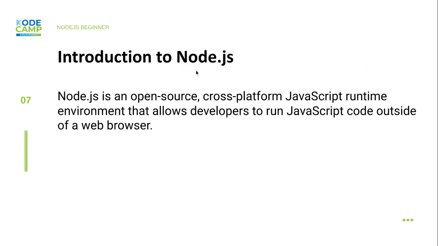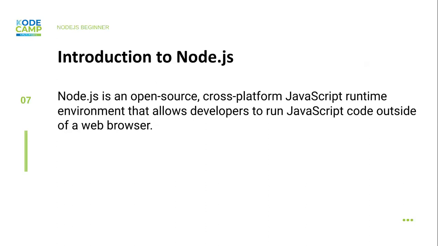Let's move on, right? So I was at Node.js. Node.js is an open source cross-platform JavaScript runtime environment that allows developers to run JavaScript code outside of the web browser. Now, before Node.js came into the picture, JavaScript was just a language that could be run on your browser. You just put it on your browser, run it on your browser, and that's all. You run all your commands on your browser, right?